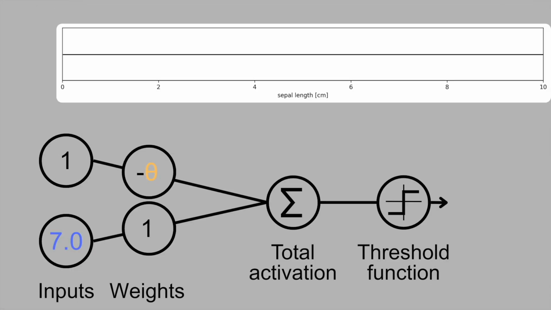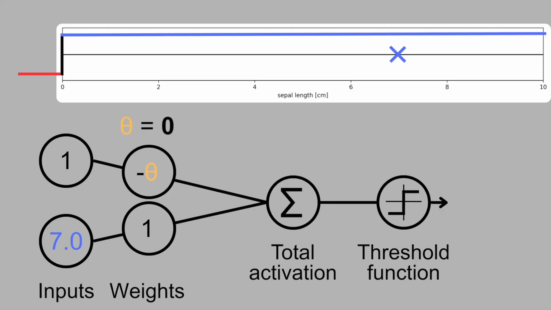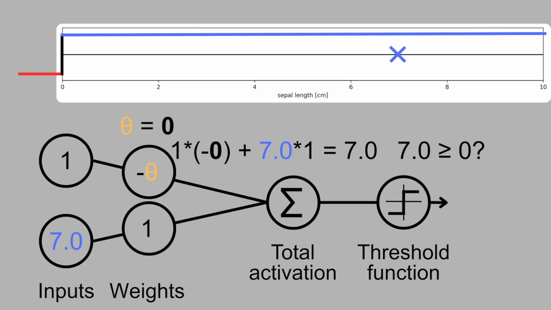This is our new schema of the perceptron. The input is a measured versicolor flower with a sepal length of 7 cm. We mark it on the axis. Then we assume that theta is equal to 0, and we mark it also on the axis. The computation of total activation is as easy as that, and it equals 7. In the threshold function, we have to answer the question, is 7 greater than or equal to 0? It is, so the output from the perceptron will be versicolor.